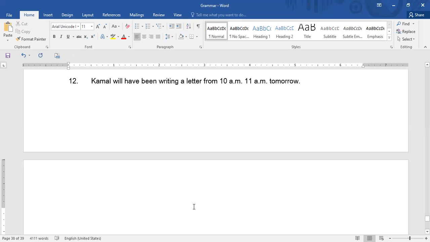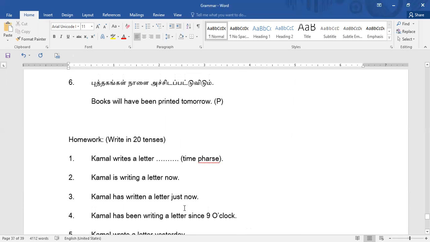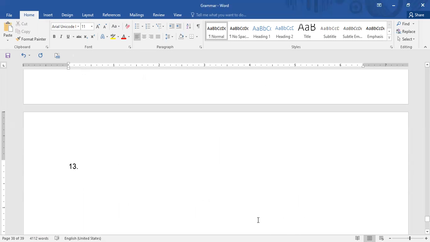Now we move to the passive. 13 tenses. Now, simple present passive. Sangeetan, Kamal writes a letter. A letter is written by Kamal. Okay.